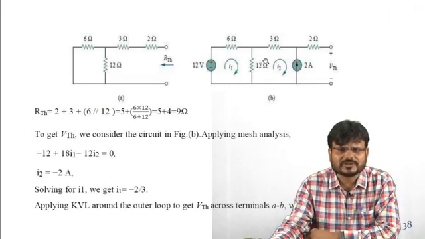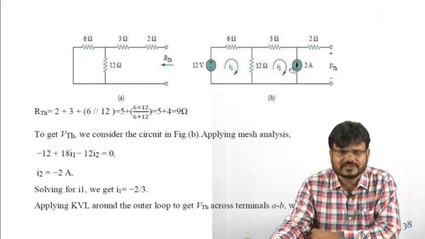minus 12 I2, because the net current flowing through the 12 ohm is I1 minus I2. So minus 12 plus 18 I1 minus 12 I2 equals 0, because this is an open circuit. That means no current will flow through this branch, so whatever current is flowing, flows only in this mesh. So minus 12 plus 18 I1 minus 12 I2 equals 0.